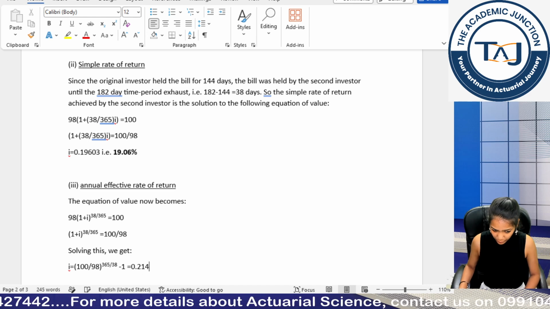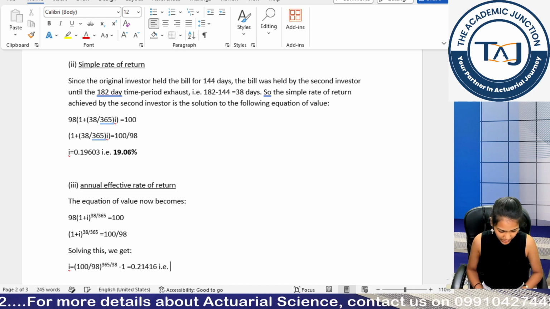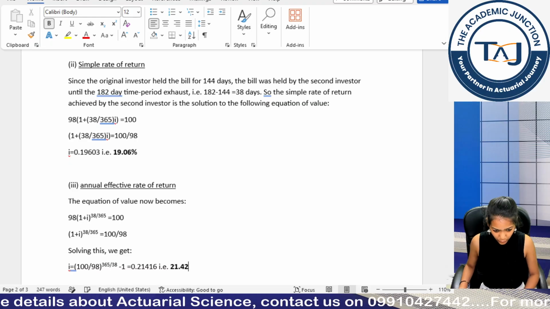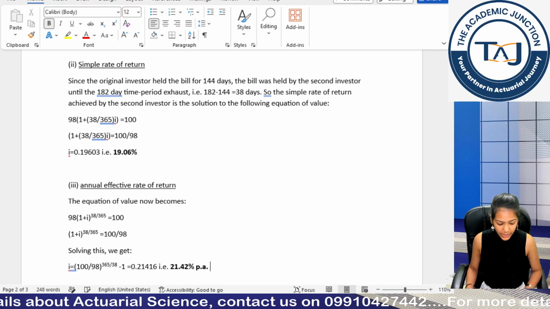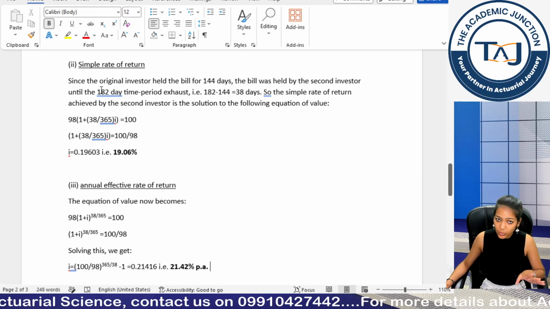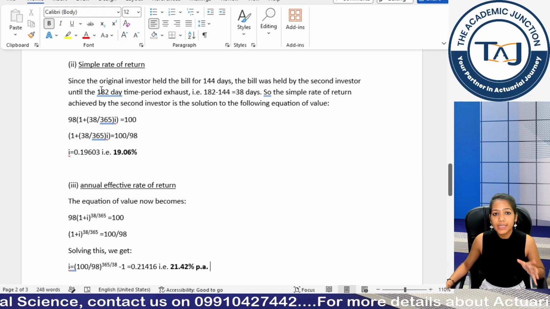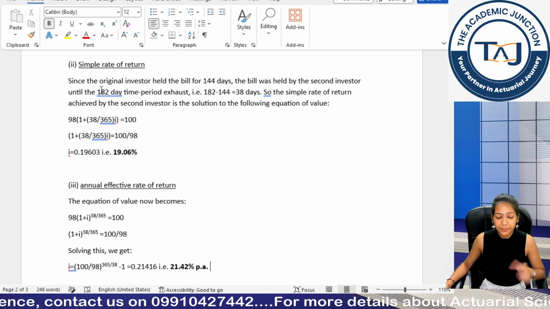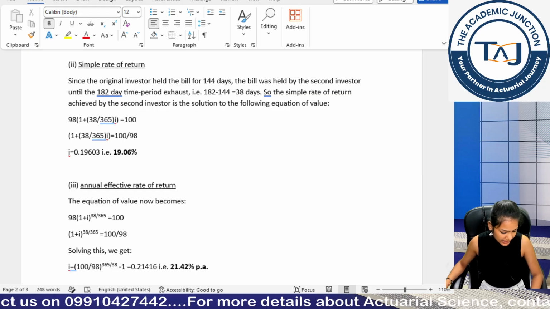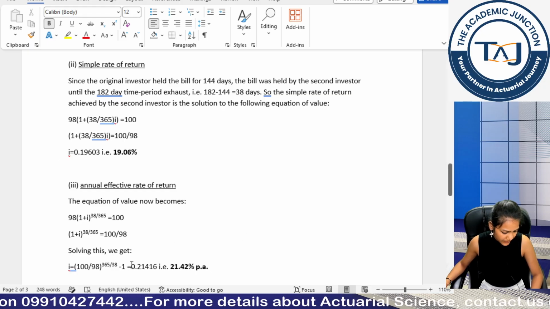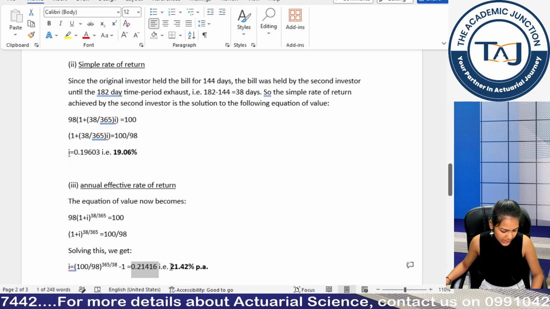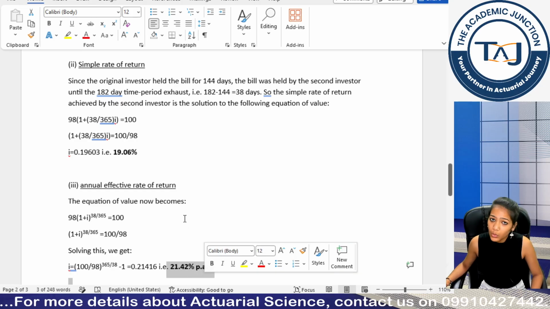Thus we get 0.2416. Now again converting it to percentage, we get 21.42 percent per annum. Now you can see I rounded off this to just 2 decimal places. This is what is expected of you in the exam. Like this answer, the decimal in at least 5 to 6 places, and the percentage in only 2 to 3.